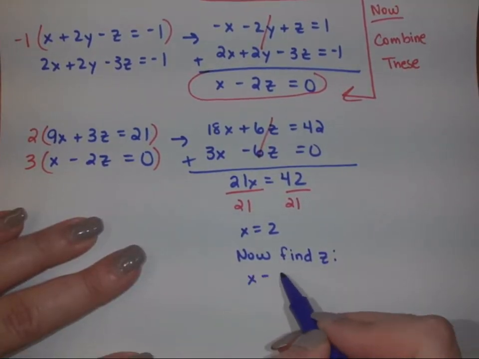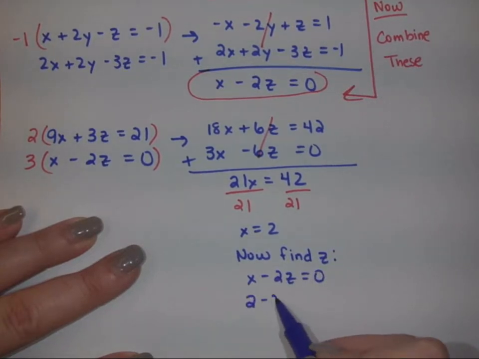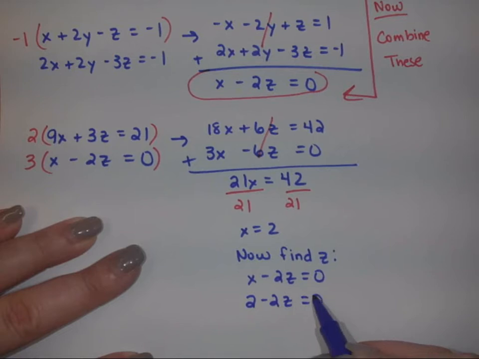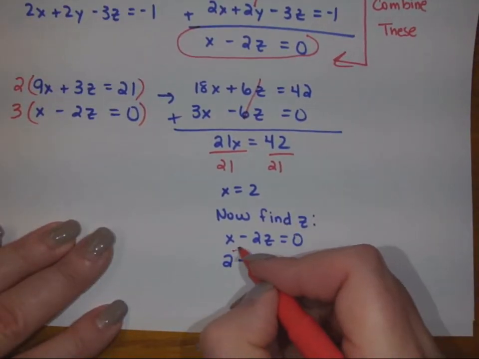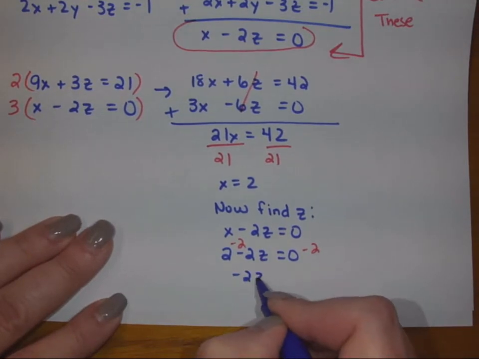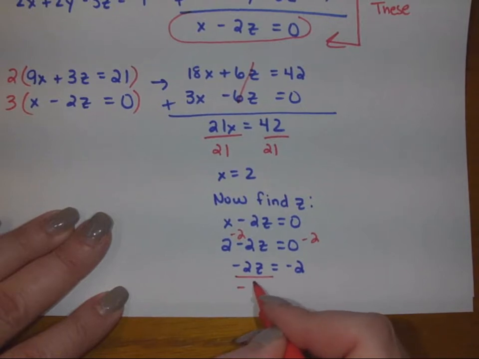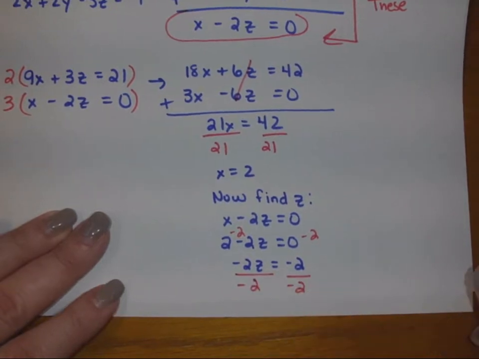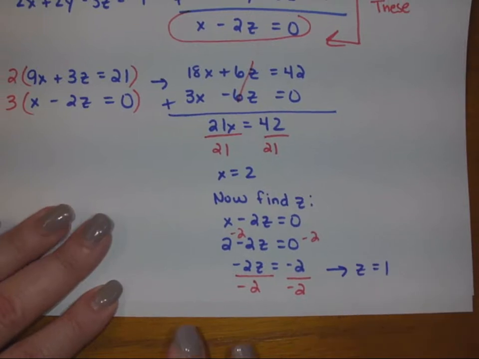So this is x minus 2z equals 0. I got 2 for x, right? So 2 minus 2 times z equals 0. If you subtract 2, just be really cautious of your signs. Usually those are the biggest errors here. And then if you divide by negative 2, you'll get that z is 1.